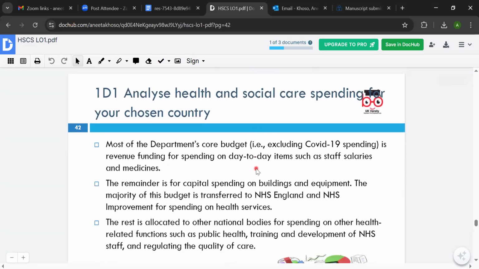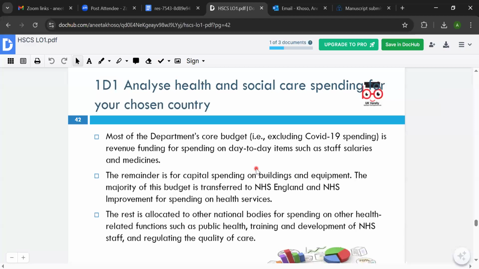So we now analyze how health and social care spending happens in your country, in the UK. Most of the department's core budget, excluding COVID-19 spending, is revenue funding for spending on day-to-day items such as staff salaries and medicines. The remainder is for capital spending on buildings, equipment, and other necessary items. The rest is allocated to other national bodies for spending on other health-related functions such as public health, training and development of NHS staff, and regulating the quality of care.